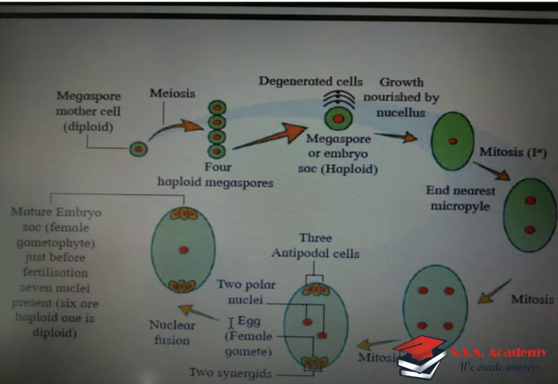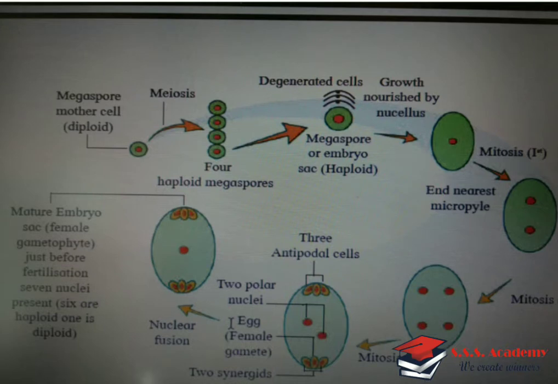It undergoes meiosis and results in the formation of four haploid megaspores. So that one cell turns into four haploid megaspores after meiosis. These daughter cells form a linear tetrad of haploid cells, which are called megaspores.